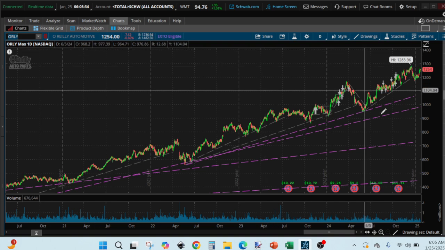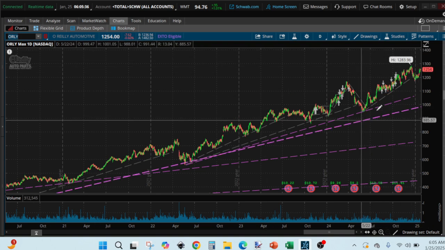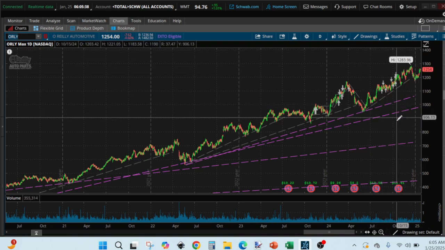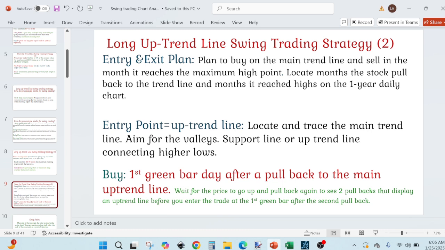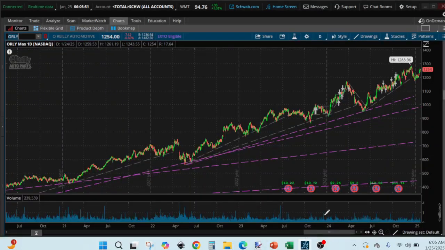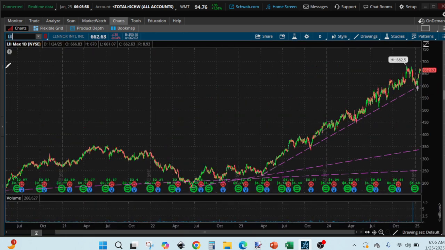They will be different from each other, and it's just about having those lines and using those as your entry point. So you want to wait to get in when the price pulls back to that trend line and starts going up. You will want to buy.